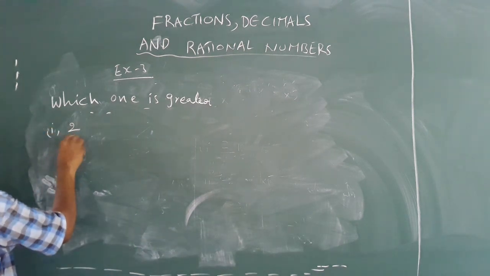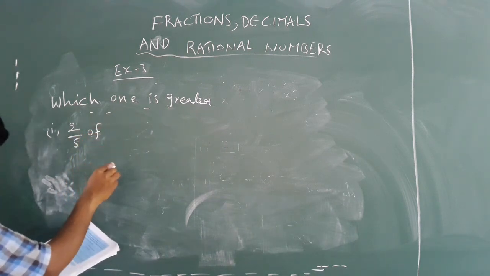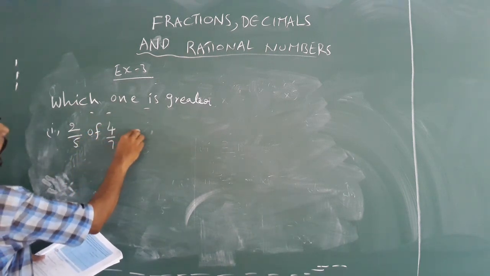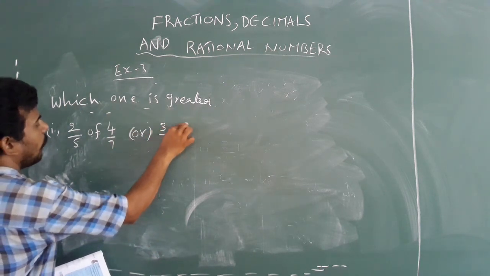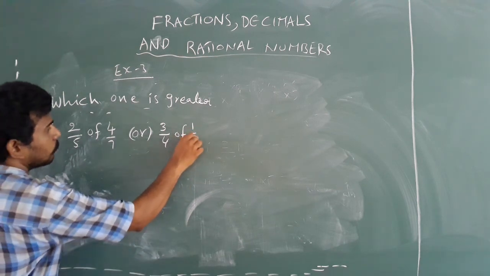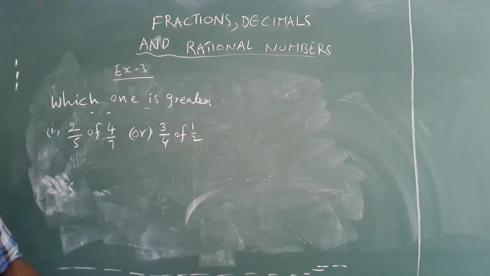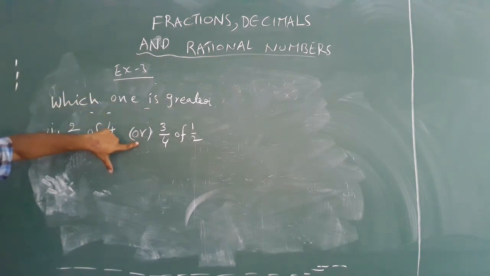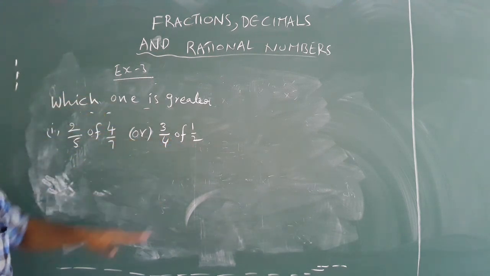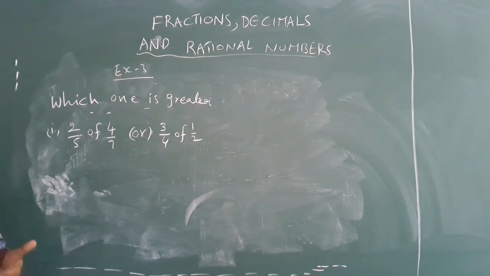2 by 5 of 4 by 7 or 3 by 4 of 1 by 2. The second problem. First see here. Which one is greater? Here given 2 by 5 of 4 by 7. First solve these two fractions. After that we solve these two fractions. After completion of that, you compare which is greater and which is smaller.